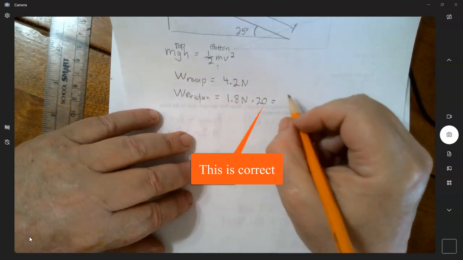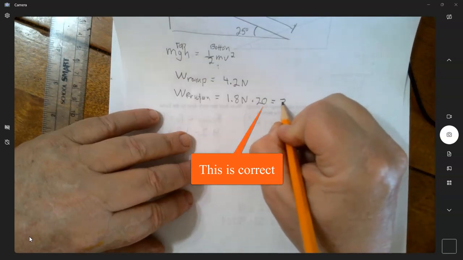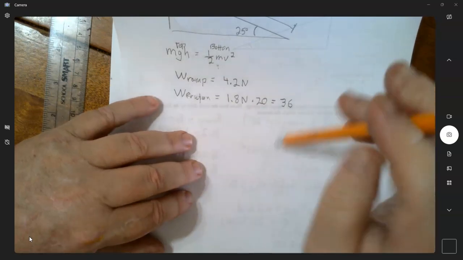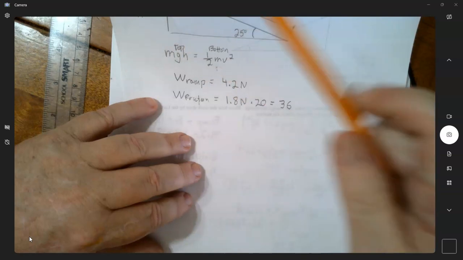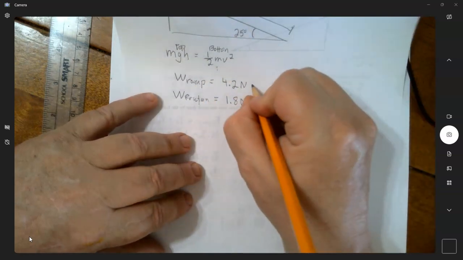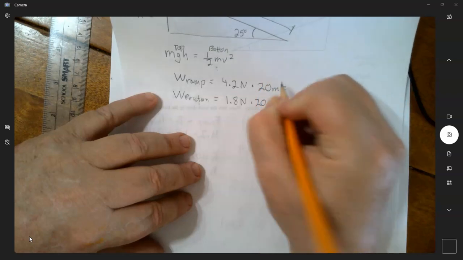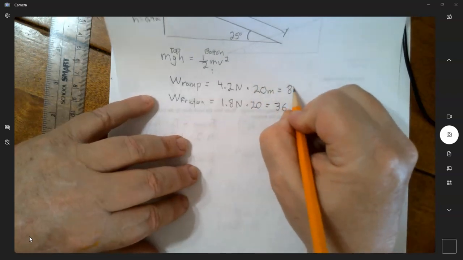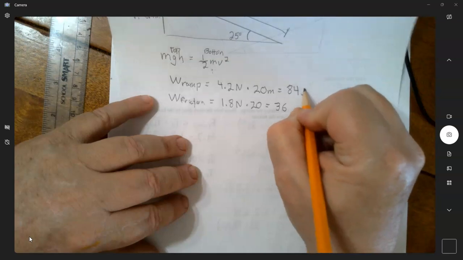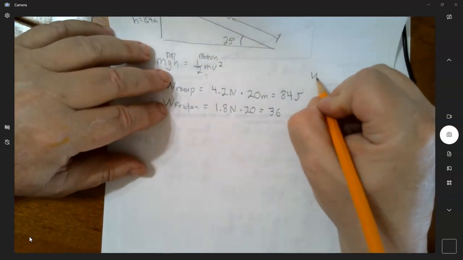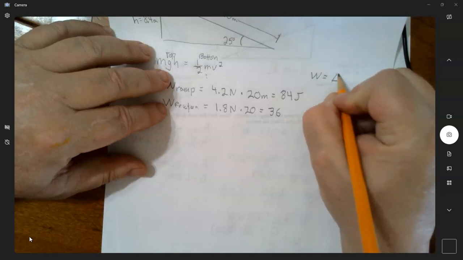And that's going to equal 36. And of course we're measuring this in joules. I put work down the ramp, I didn't finish this. Work down the ramp times the distance, 20 meters, and that's going to give you 84 joules. That's the work down the ramp. It's also the change in energy. Remember, work equals delta E, change in energy.